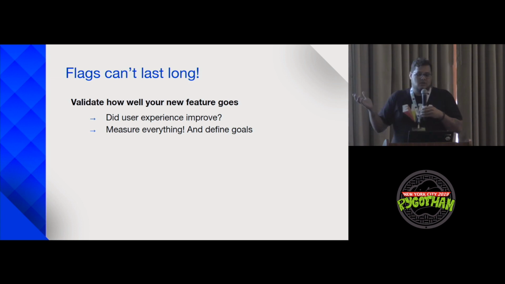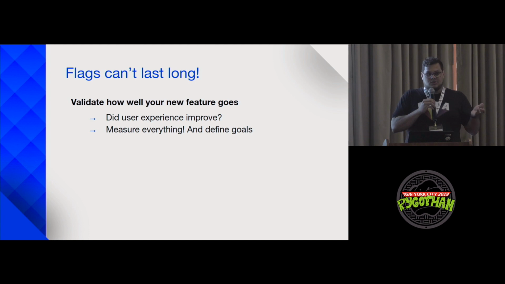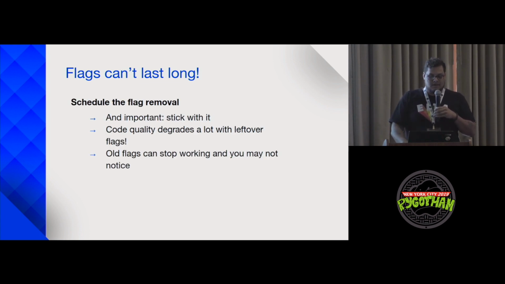Validate how well the new feature goes. You need to know if the user experience improved with the new feature, and measure. If you can measure, you can get feedback, and if you can measure it automatically, it helps with the decision about this. And if you're taking too long to validate features, you need to have a schedule for removing flags. Otherwise, your code quality will degrade a lot with leftover flags. Even old flags can stop working and you don't see it at the moment, and to fix that will be very complex. So scheduling the flag removal and sticking with the schedule is very important.